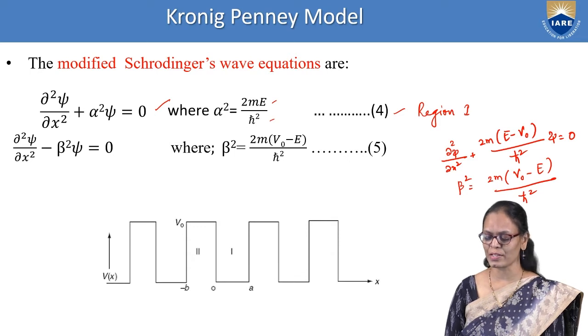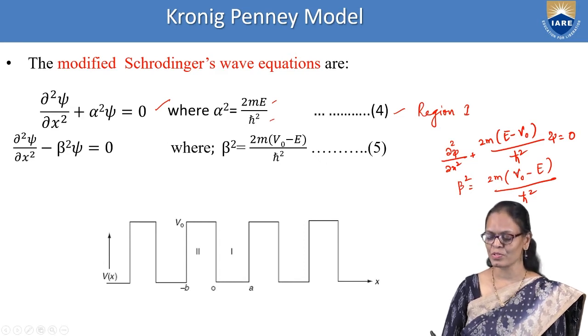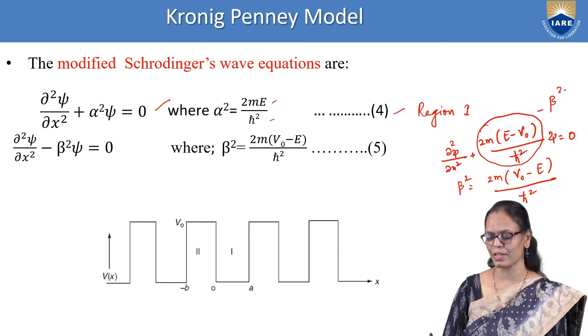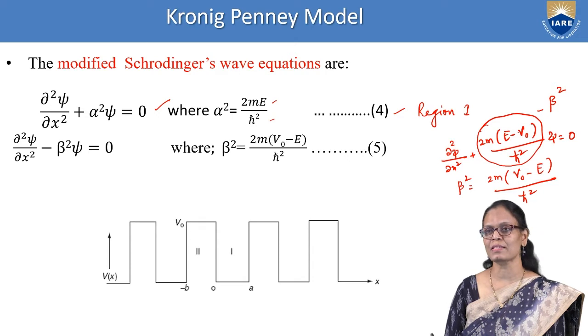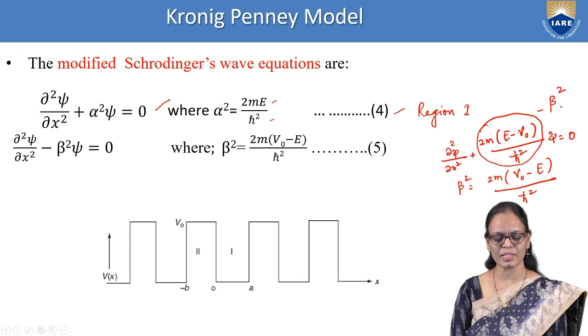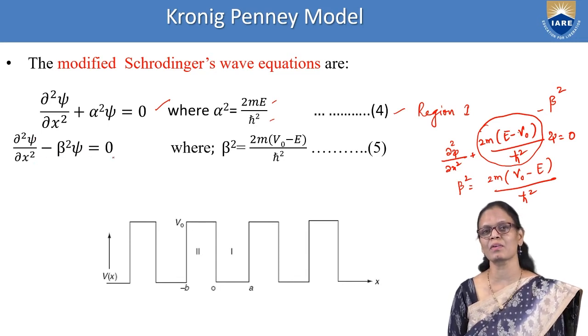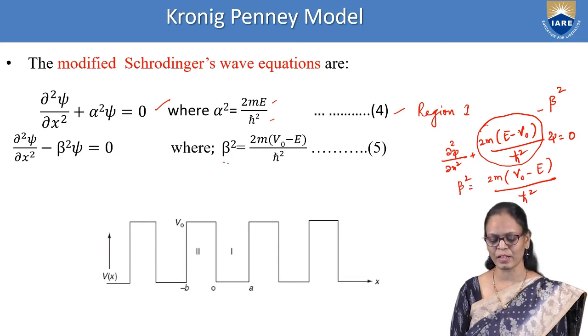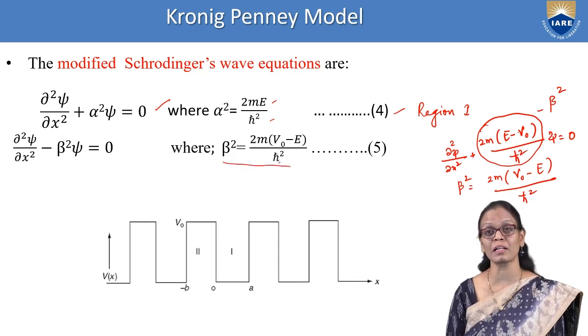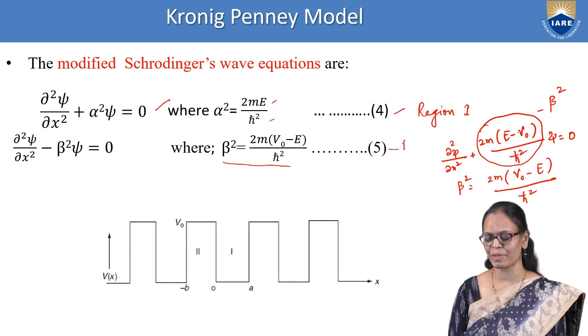So if beta square is equal to 2m into V naught minus E by h cross square, then 2m into E minus V naught by h cross square will be minus beta square. So for all this, I will have to substitute minus beta square. There is a difference of a minus sign here. So how does the equation modify? Dou square psi by dou x square minus beta square psi is equal to 0. Why? Because we have taken beta square equal to 2m into V naught minus E by h cross square. And so this will be the equation for region 2.